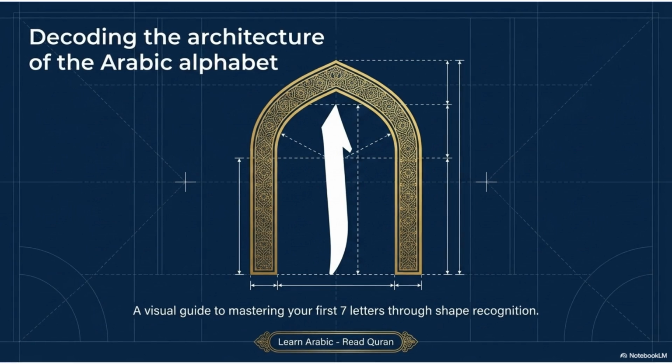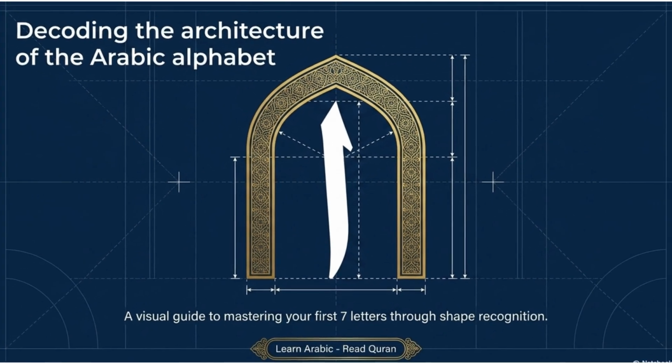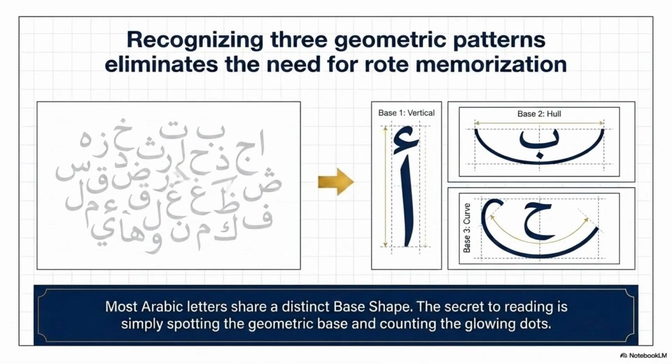This video is a visual guide to mastering your first 7 letters through shape recognition. Recognizing just 3 geometric patterns eliminates the need for rote memorization. Most Arabic letters share a distinct base shape. The secret is spotting the geometric base and counting the glowing dots.